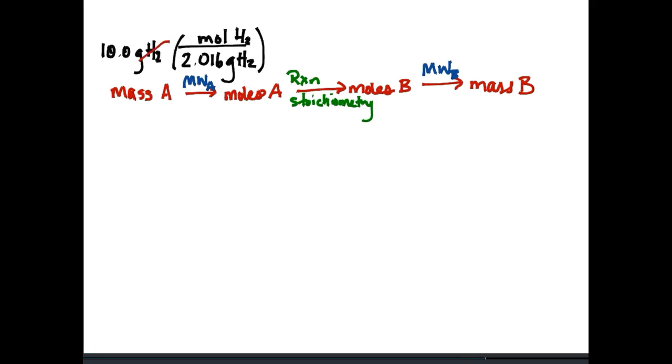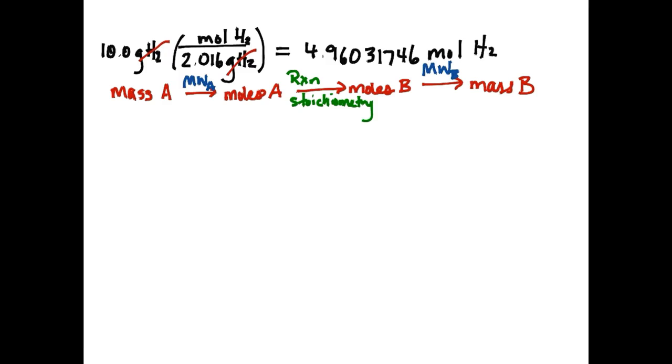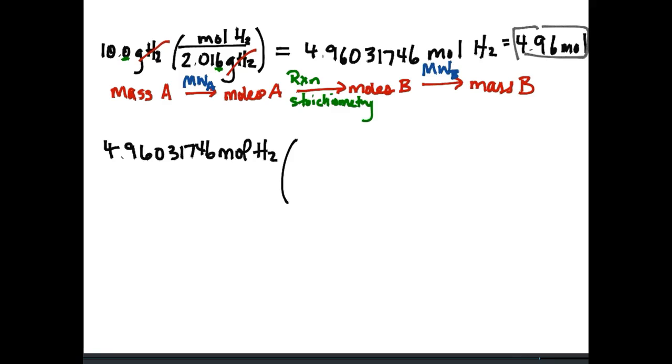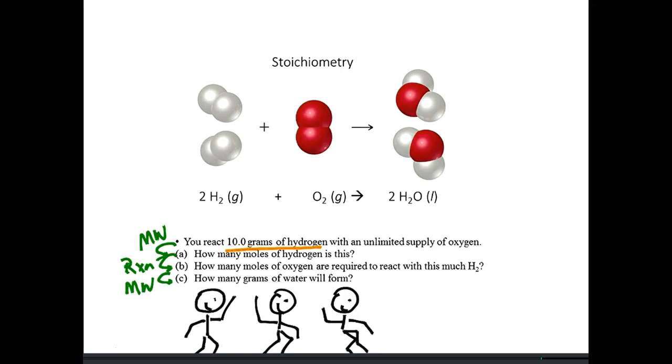Now here we're going to convert grams of hydrogen into moles of hydrogen by dividing by the molecular weight, which is 2.016 grams per mole. That gives me 4.96 moles of hydrogen. With 3 sig figs and 4 sig figs in the molecular weight, my answer should be 4.96 moles of hydrogen. And since it asked me that question, I have to round it and circle it because that's the answer to part A, 4.96. But to answer part B, I'm going to use the unrounded answer to part A.